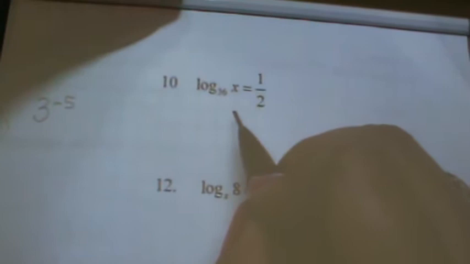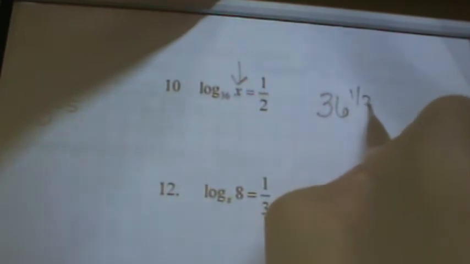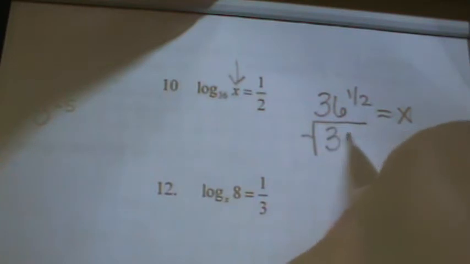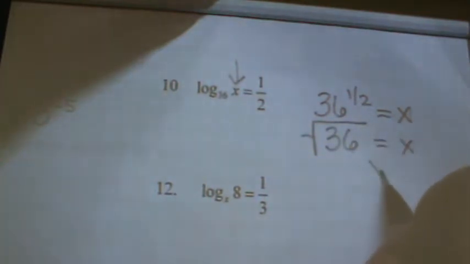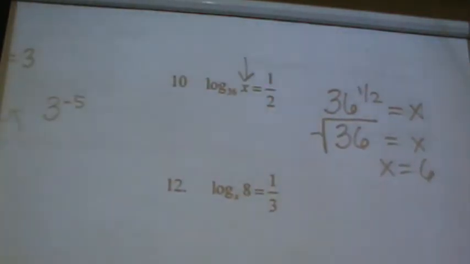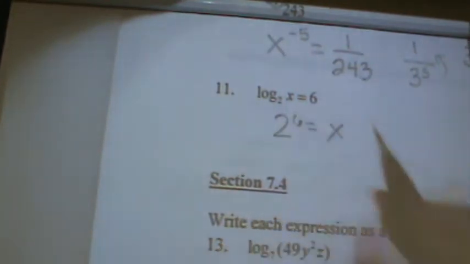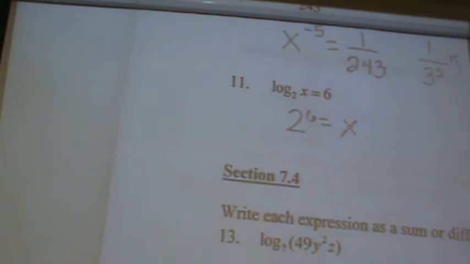Okay, how do you do this one? Come on, guys. How do you convert this? Because we want to find out what x is. 36 to the 1/2 power. What does that mean? What is 36 to the 1/2 power? What is the answer? 6. How about the next one? I want to find out x, so I'm going to rewrite it. 2 to the 6th power is x. What is 2 to the 6th power? 64.